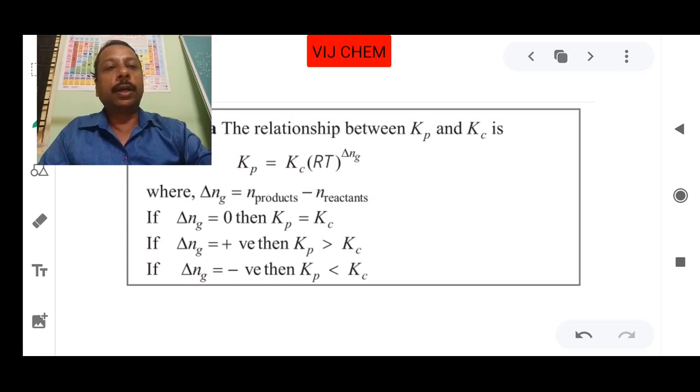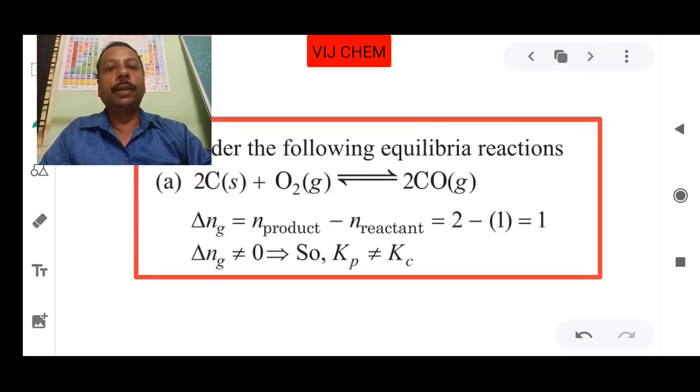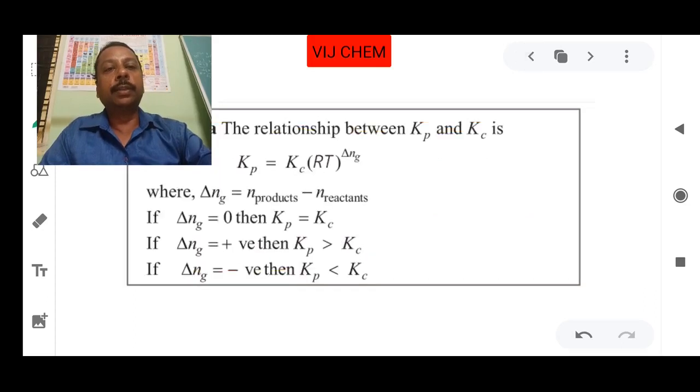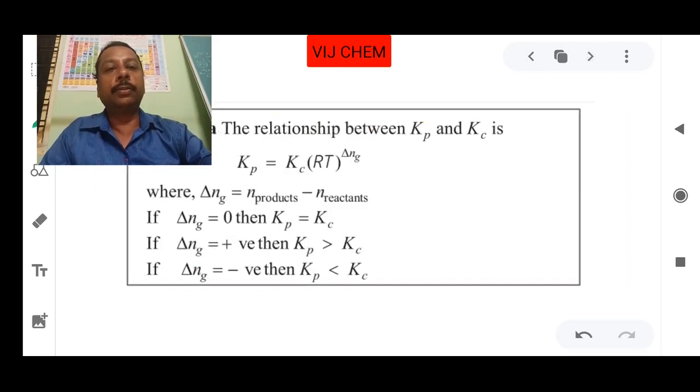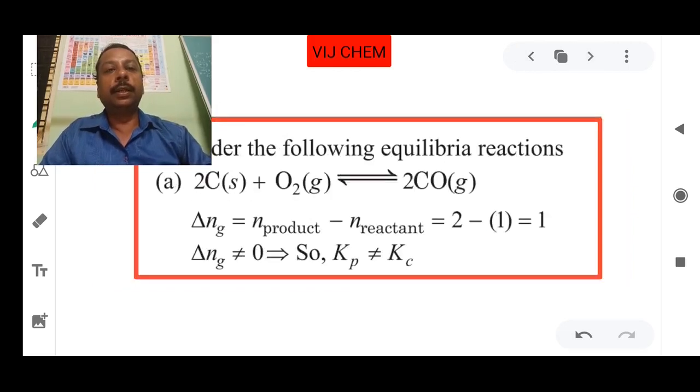According to this, in option A it is given as 2C plus O2 gives 2CO. Here the number of moles of product is 2. We have not counted carbon in the reactants because it is in solid state, and only the moles of oxygen are counted, so 2 minus 1 is 1. As per our question, Kp should not be equal to Kc. So what is the correct answer? A is the correct answer.